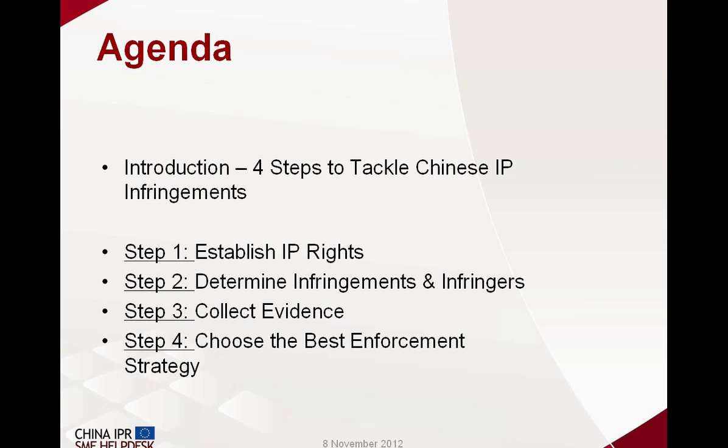These 4 steps, the first one, establishing IP rights, extremely important. Without the IP rights, we don't have to go to the next step. The second one, to understand what the infringements are, who the infringers are. The third step, all important in the Chinese legal system, is to collect the right evidence. And fourth, of course, choosing the best strategy, whereby our listeners will learn that there are actually quite a lot of opportunities or options for them to take. And of course, the key to a successful strategy is to choose the right steps to finalize it and to get your market free from infringers.